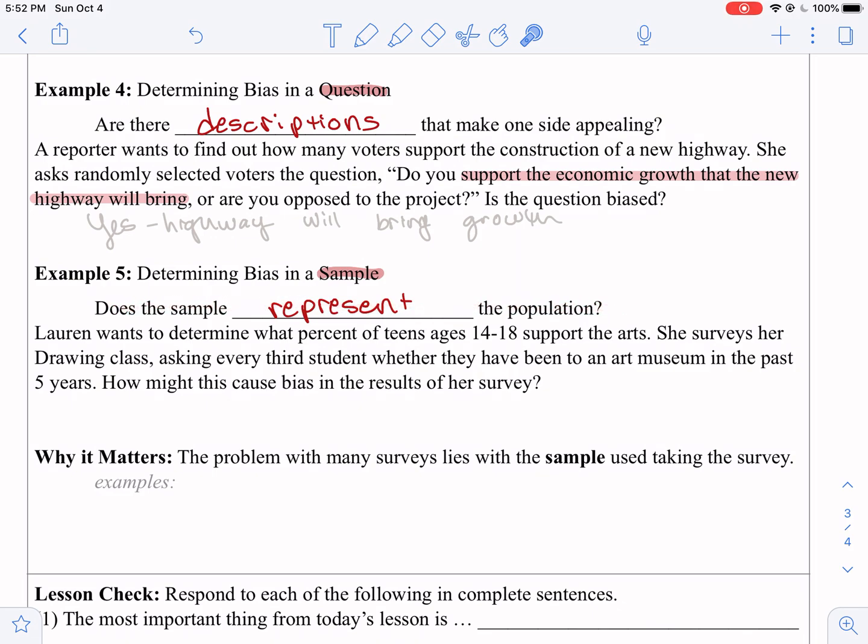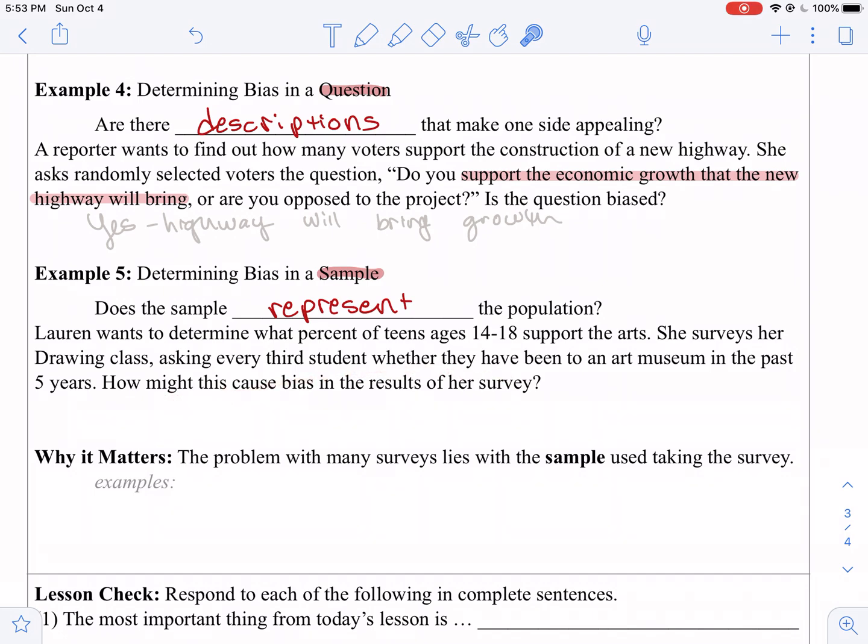For example, we have Lauren, who wants to determine what percent of teens ages 4 through 18 support the arts. So she surveys her drawing class, asking every 3rd student, okay, just every 3rd, whatever random order they happen to walk into class. Good job. We've got a random sample, asking whether they have been to an art museum in the past 5 years.